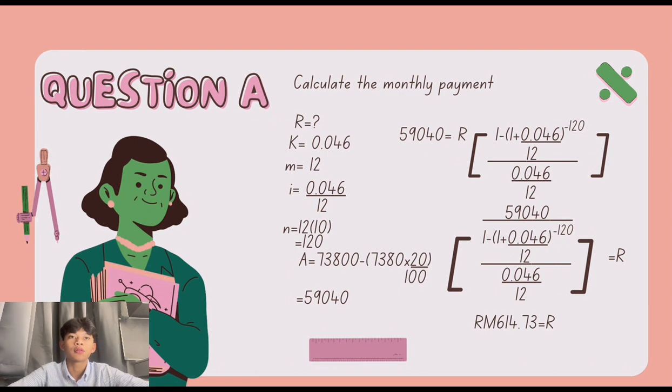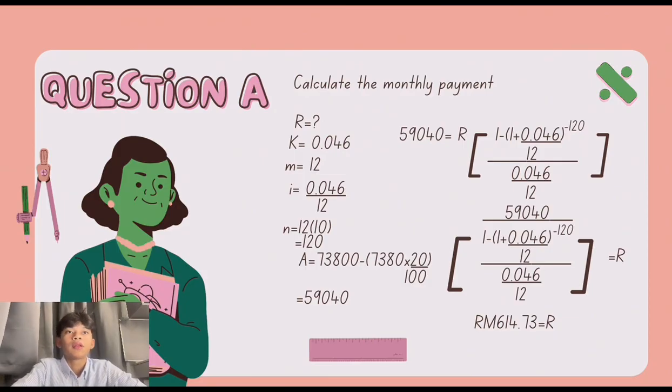R equals unknown. K equals 0.046. m equals 12. i equals 0.046 divided by 12. n equals 12 times 10. For A equals 73,800 minus the bracket 73,800 multiplied by 20 divided by 100 close bracket. The answer is 59,040.